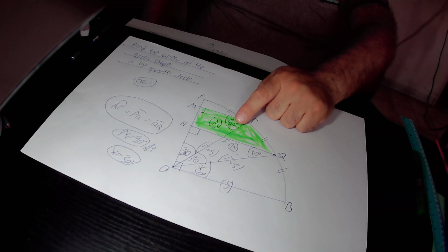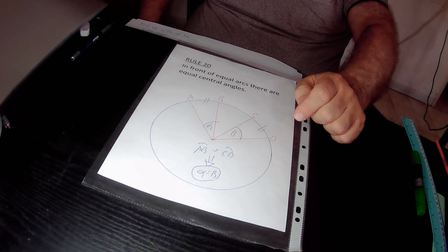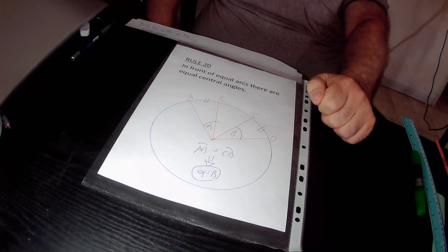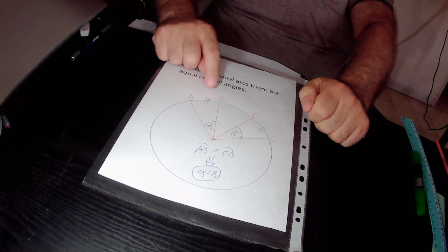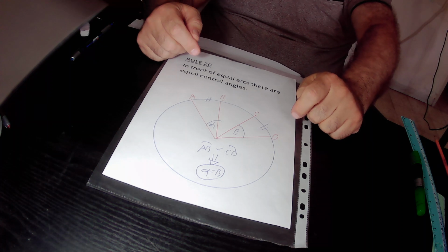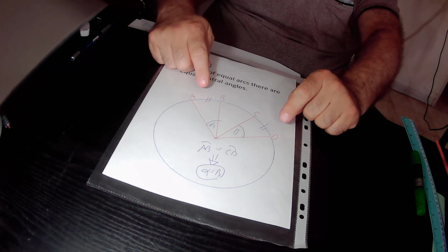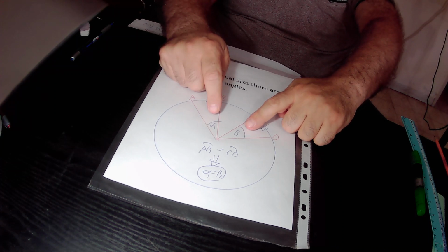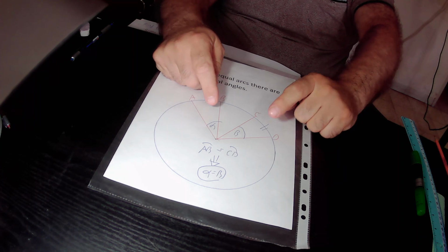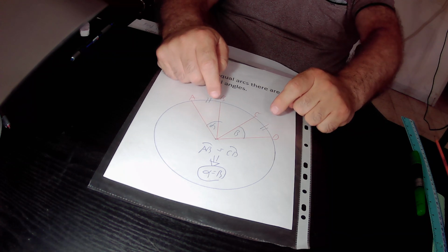So first of all, we can implement rule 20 here. According to rule 20, in front of equal arcs, there are equal central angles. In the drawing we have a circle, and we know that arc AB is equal to arc CD. Therefore, according to rule 20, in front of those two equal arcs, there are equal central angles. That is to say, central angle alpha equals central angle beta, because they are located in front of those two equal arcs.